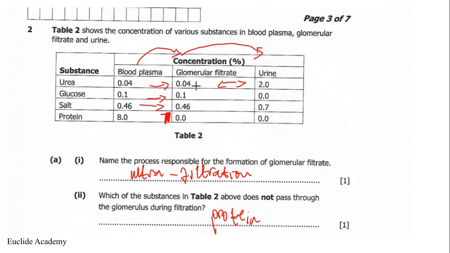So why this difference? Why do you have 0.04 here and 2.0 despite being in the filtrate, then going to urine? What really happens that the concentration here now increases? So when you talk about concentration, if you understand concentration, really we're talking about the amount of solute per decimeter, or per volume.